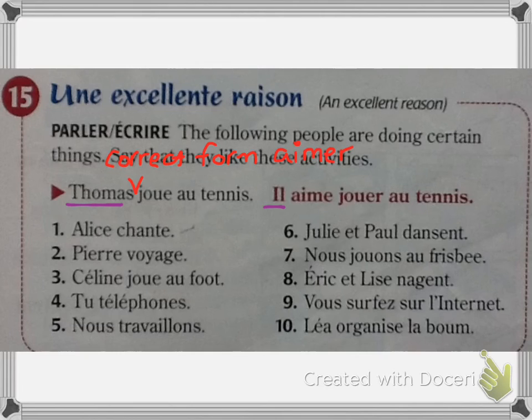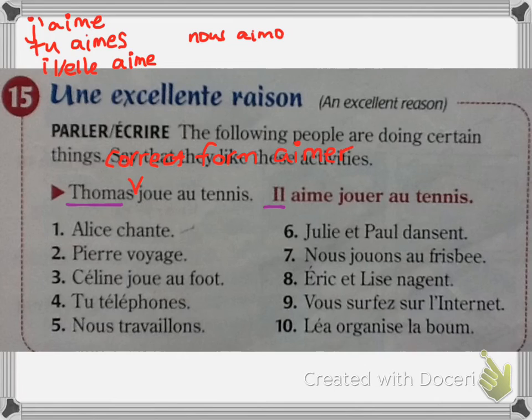right? So here are the forms of aimer, right? J'aime, it's a regular ER verb. Tu aimes, with the ES. Il or elle aime, ending in an E. Nous aimons, AIMONS. Vous aimez, and ils and elles pluriel, aiment. Okay.